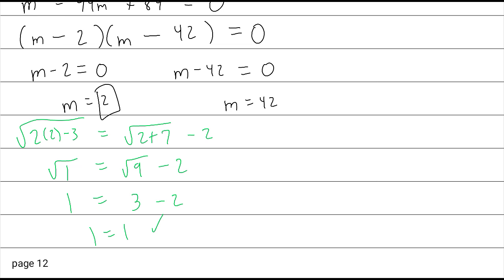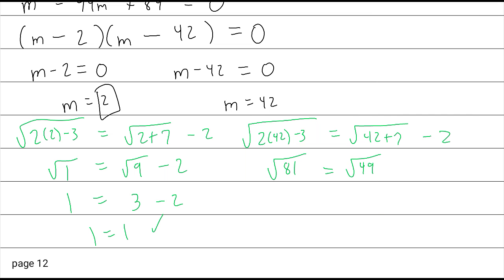Let's try 42. The square root of 2 times 42 minus 3 equals the square root of 42 plus 7 minus 2. Okay, that's going to be 84 minus 3. That's 81. Square root of 81 equals the square root of 42 plus 7 is 49 minus 2. Square root of 81 is 9. Square root of 49 is 7. 7 minus 2 is 5. So 9 equals 5. That's no good. Okay, so we'd say 42 is not a solution.